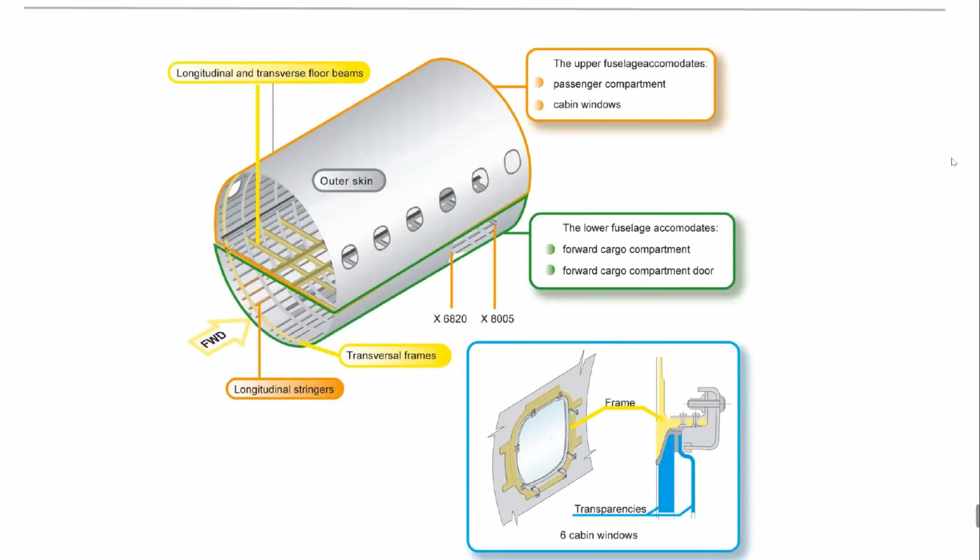Again, we have these transversal frames. We have longitudinal stringers. We have longitudinal and transverse floor beams. This is our support structure for the cabin floor covering. As I said, the passenger compartment is in the upper fuselage, including the cabin windows. On the lower fuselage, we have the forward and aft cargo compartments.